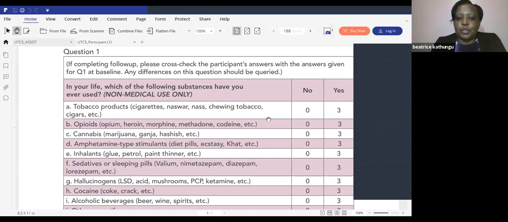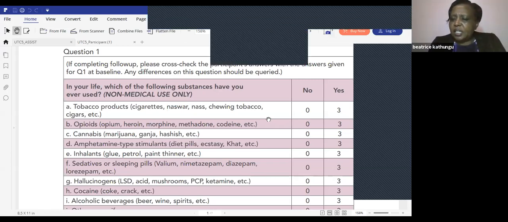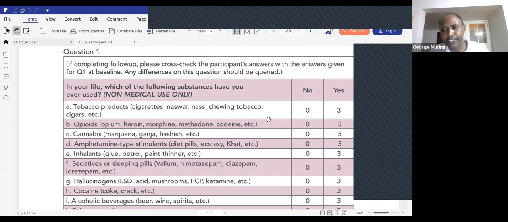Okay, so George, have you ever used an amphetamine type of stimulant such as diet pills, ecstasy, or cat? No, never. No, you haven't. Thank you. Have you ever used any inhalant such as glue, petrol, or paint thinner, or any other? No. Have you ever used a sedative or sleeping pill such as Valium, Nimetazepam, or any one of these pills to help you with sleep? Once in a while, yes. Once in a while. Thank you.